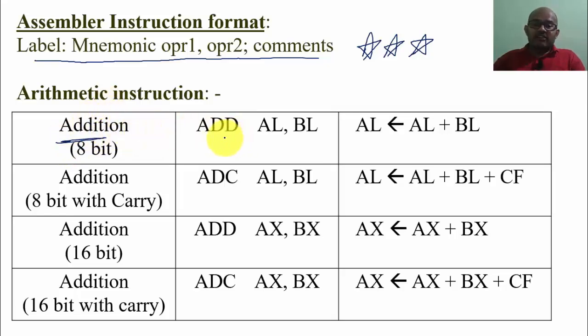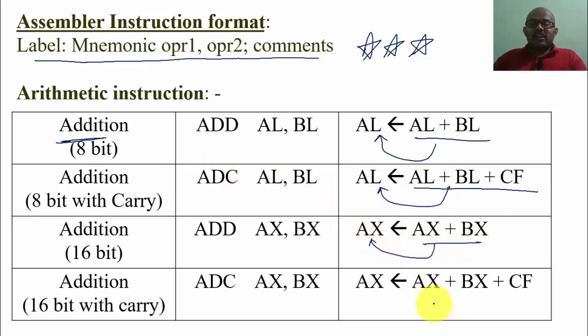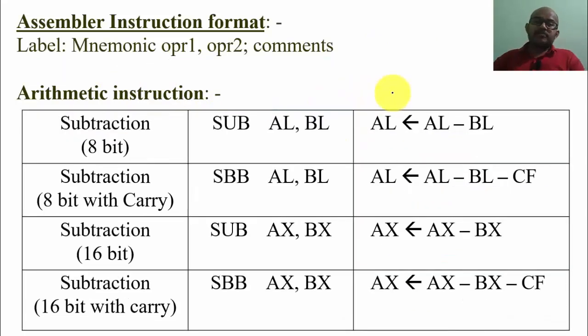So, in the case of addition, if you are writing ADD AL, BL, nothing but AL plus BL will be added and it will be stored back in the AL register only. If I am performing ADC AL, BL, nothing but AL contents plus BL contents plus carry flag contents will be put back in the AL register. For 16 bit, you are going to make use of AX plus BX, stored back in the AX register only. AX plus BX plus carry flag, stored back in the AX register only. The format is you write ADD, this is the mnemonic, followed by operand 1 comma operand 2. So this is very, very important.